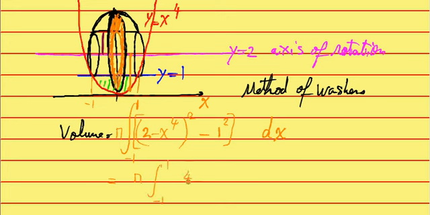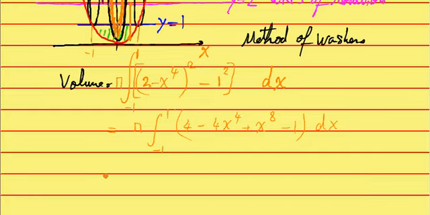2 squared is 4, minus 4x to the 4 plus x to the power of 8. x to the 4 squared is x to the 8, and then you have to subtract 1. That is equal to pi times, 4 minus 1 is 3. The antiderivative is 3x minus 4x^5 over 5 plus x^9 over 9. The whole thing has to be multiplied by pi.